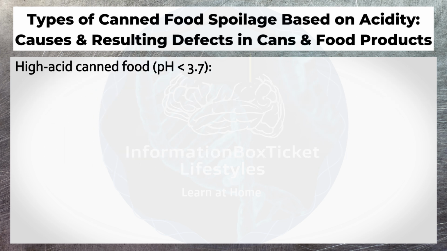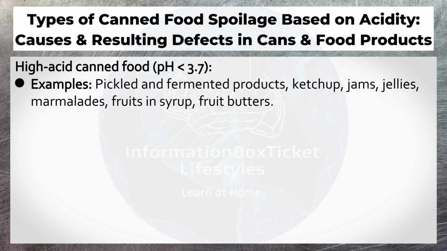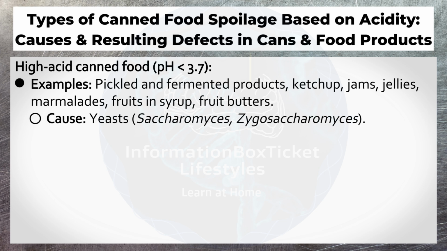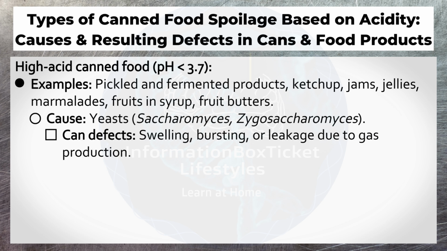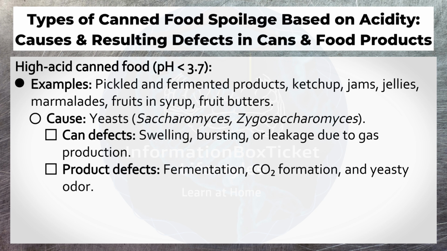High acid canned food, pH less than 3.7. Examples: pickled and fermented products, ketchup, jams, jellies, marmalades, fruits in syrup, fruit butters. Cause: yeasts, Saccharomyces, Zygosaccharomyces. Canned defects: swelling, bursting, or leakage due to gas production. Product defects: fermentation, hydrogen formation, and yeasty odor.